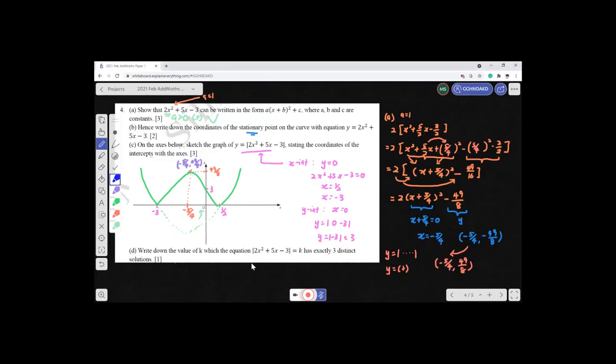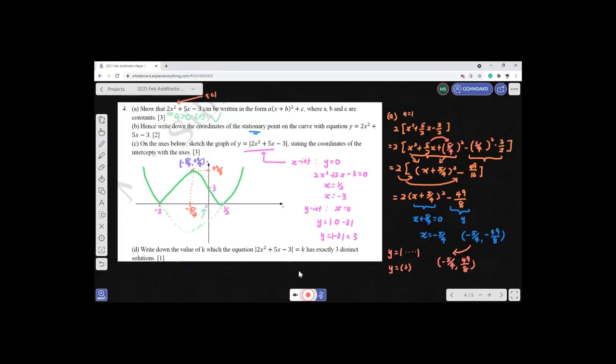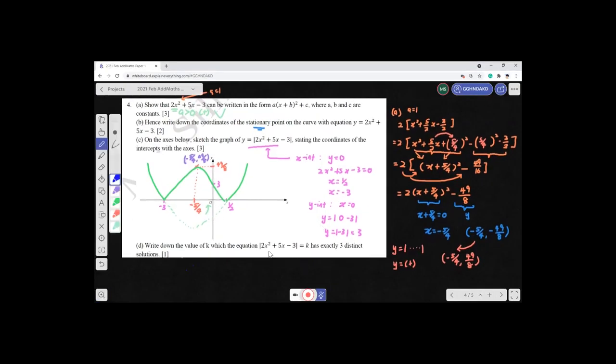Okay, so for D, write down the value of K, where the equation is this equal to K. If you look at this question down here, it's actually 1 mark. This one you see just now is your y. So I turn it to y equal to K. When you have y equal to K, what does this actually mean? y equal to K is a horizontal line. Always remember when your y is equal to a constant, because K is a constant, it's a value. So they say when you draw a horizontal line in the graph, you will get 3 distinct solutions.